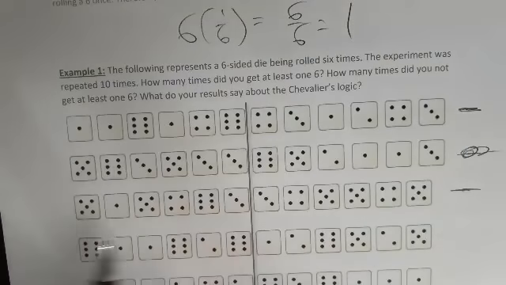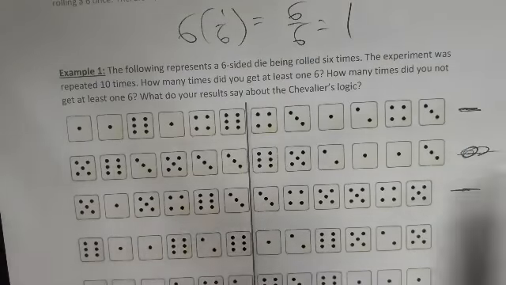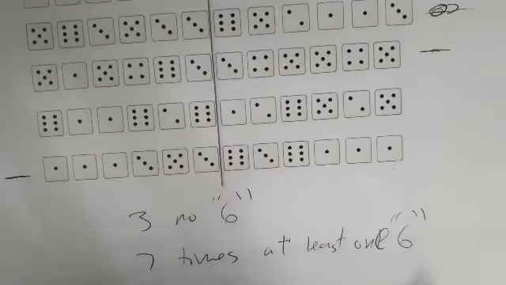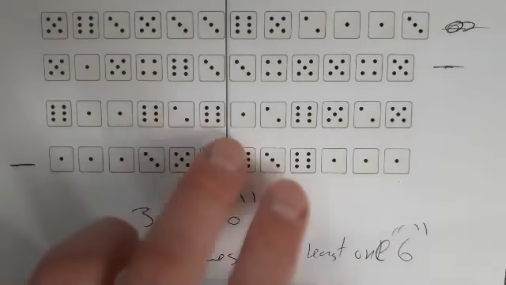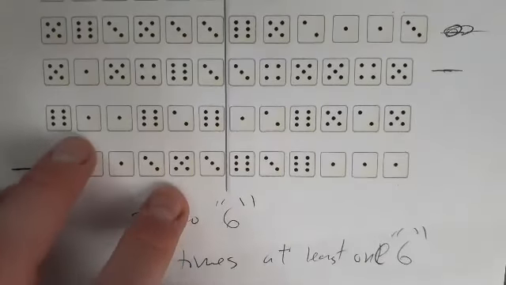So this one has a 6. We can count them along, but there's 1, 2, 3, 4, 5, 6, 7 of them that I get at least one 6. Some of them have 2, but that's all right. Some of them got 3. That's okay. It has at least 1.